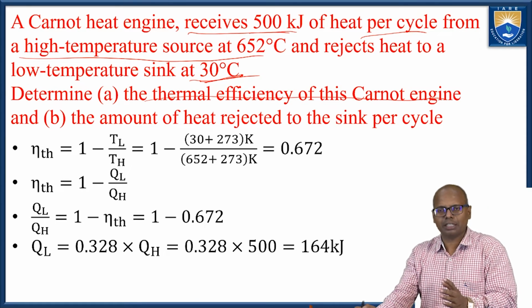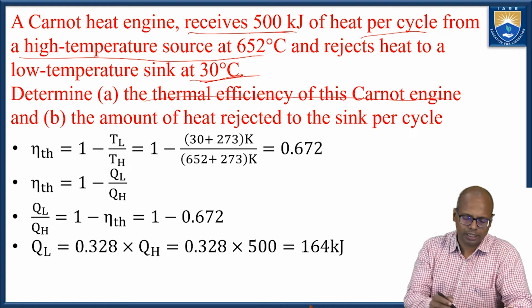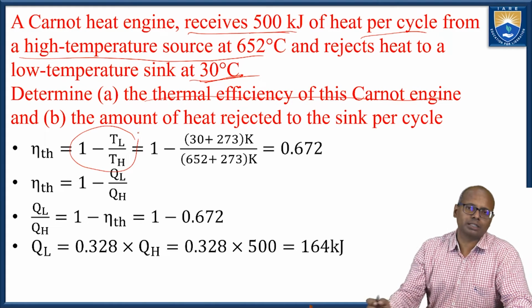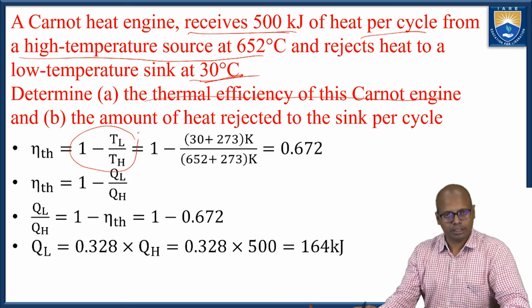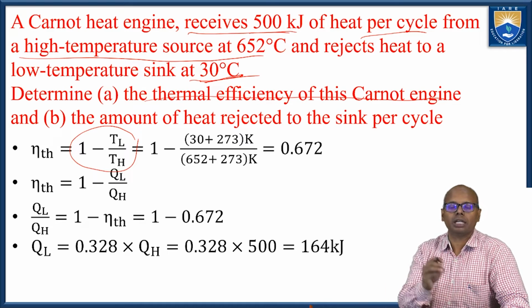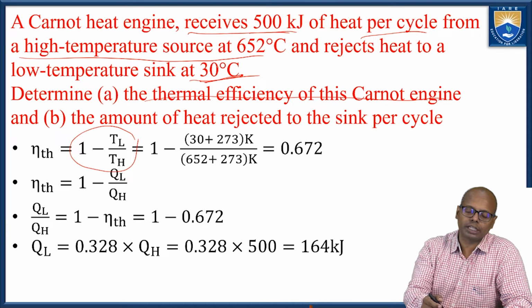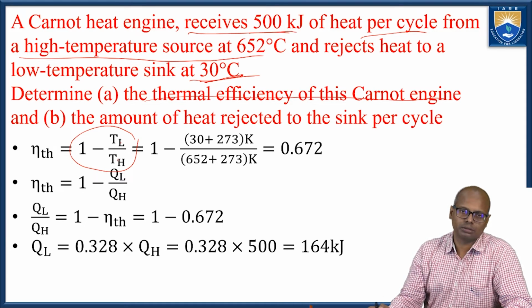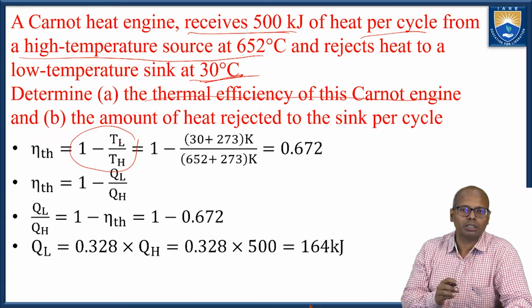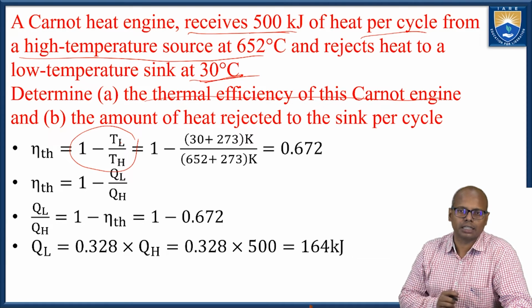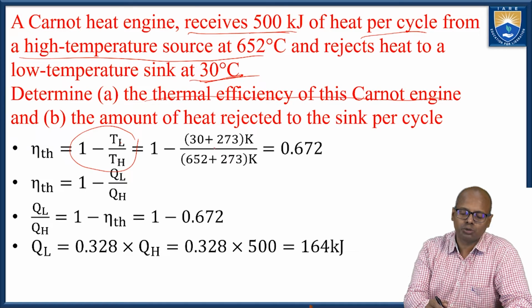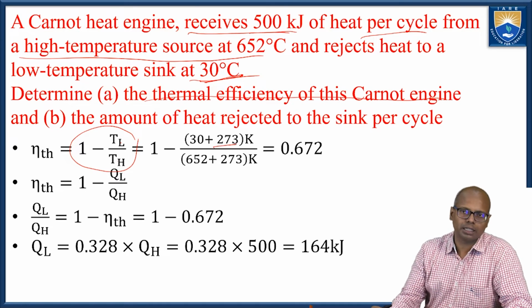So thermal efficiency is very straightforward. I can use this formula: 1 minus TL by TH. Now here many students make a mistake. They take the temperatures and substitute them directly. But the caution here is that we have to substitute the temperature in Kelvin, not in degrees centigrade. So to convert the temperature into Kelvin, I have to add 273 to the centigrade values.